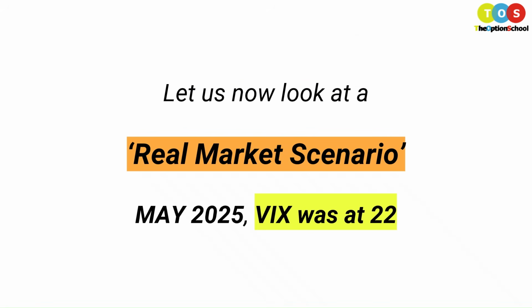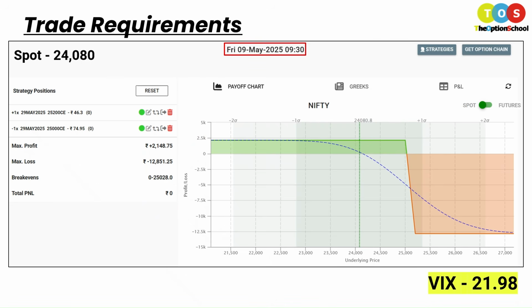Let's see a real trade in the past for better understanding. I have chosen May 9th because at that time again VIX was 22. So on 9th May morning, spot is 23080. The bear call spread trade is initiated. View is bearish? Yes, but nobody can be sure. Is VIX high? Yes. So both the boxes are ticked and this trade can be taken now.